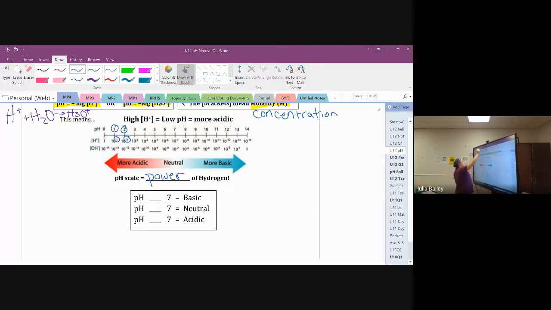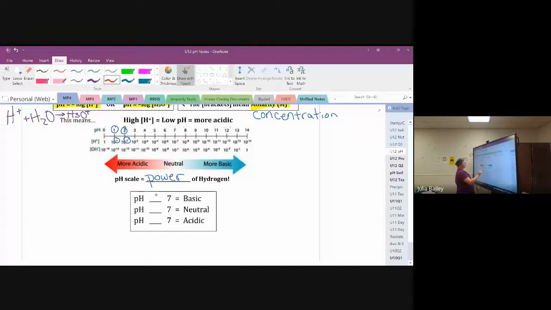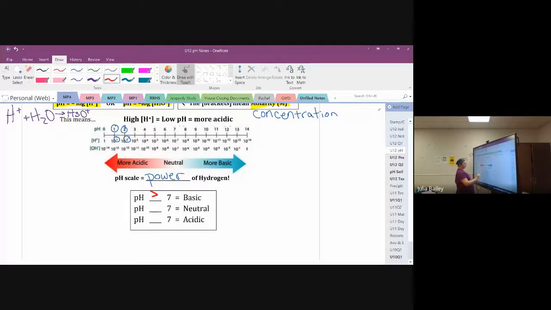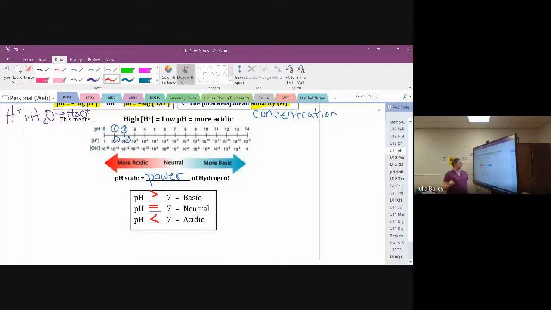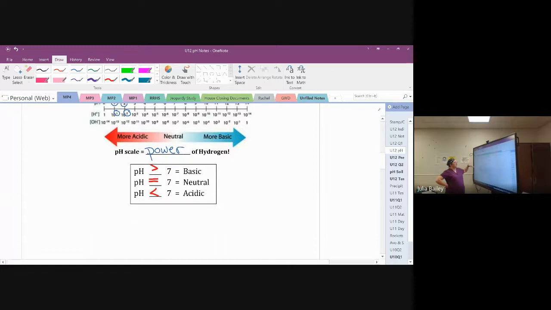So when you have a basic solution, you end up having a pH that is greater than 7. Or when you have an acidic solution, it ends up being less than 7. Neutral solutions are pH equals 7. So that would be like pure water. This basic idea, pH greater than 7 is a base, equal to 7 is neutral, less than 7 is an acid. That comes from how these pHs are calculated.